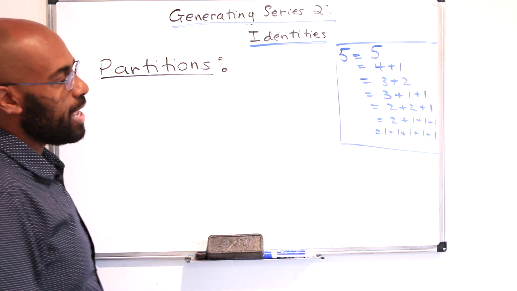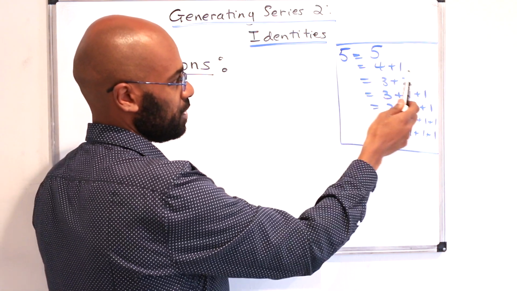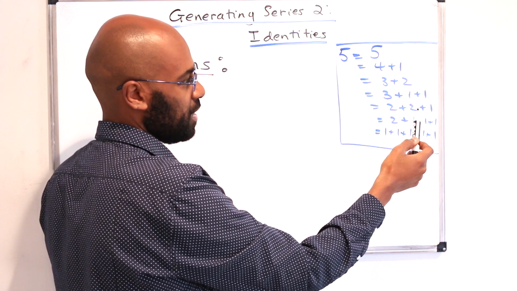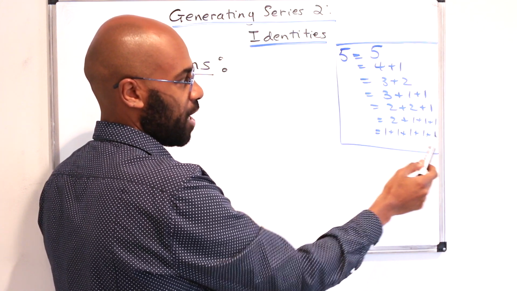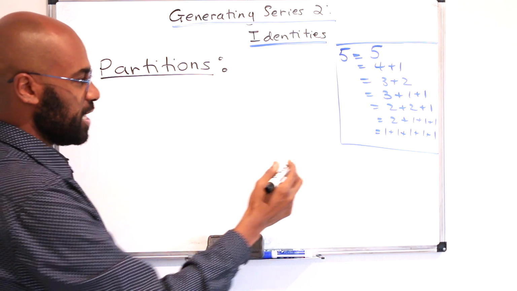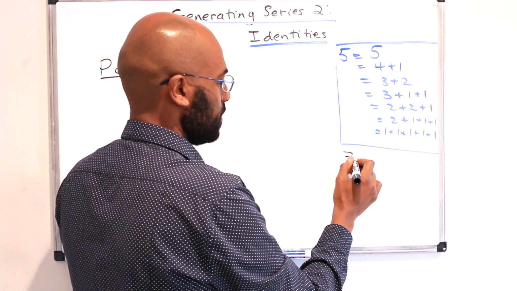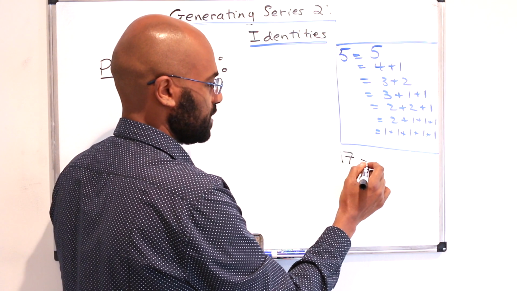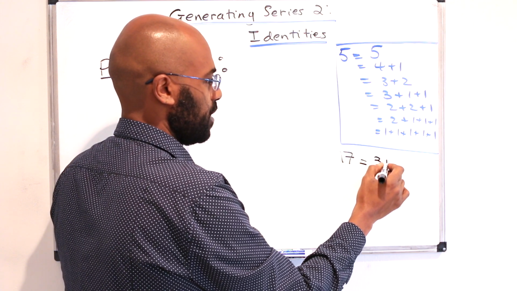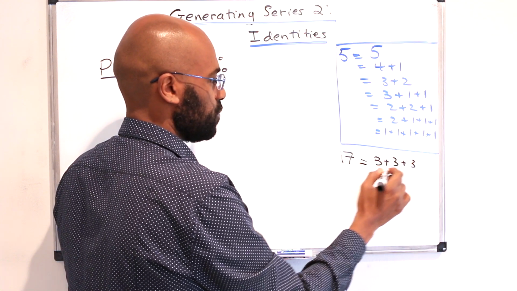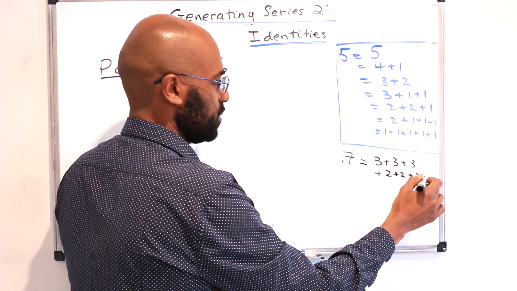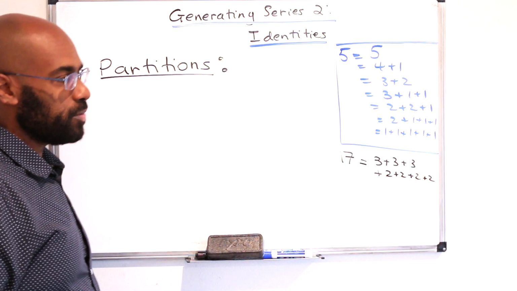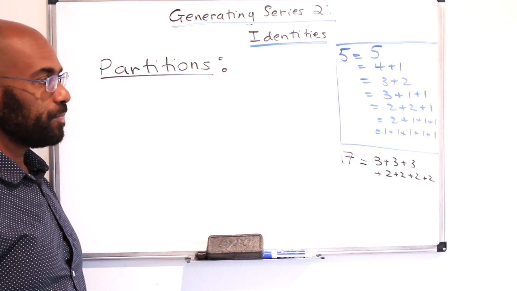Okay, so when you look at any particular partition, it has a number of copies of positive integers. Like here we have 2 copies of 2 and 1 copy of 1. Here we have 5 copies of 1, right? And for example, if we had a partition of, maybe I'll pick something larger like 17, we could have something like 3 plus 3 plus 3 plus 2 plus 2 plus 2 plus 2, right? So 3 copies of 3 and 4 copies of 2.